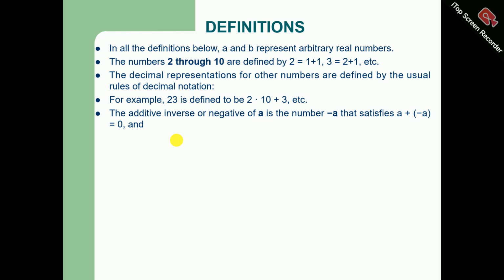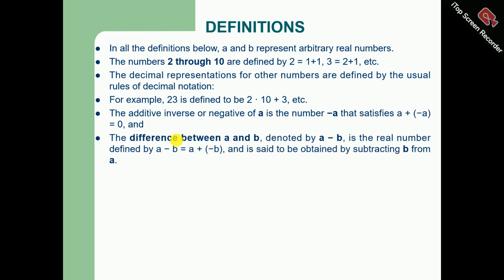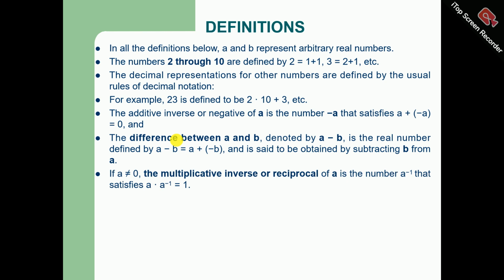Similarly, the additive inverse or negative of a real number a is the number minus a that satisfies the equation a plus minus a is equal to 0. The difference between a and b, denoted by a minus b, is the real number defined by a minus b is equal to a plus minus b, and that is said to be obtained by subtracting a real number b from another real number a.